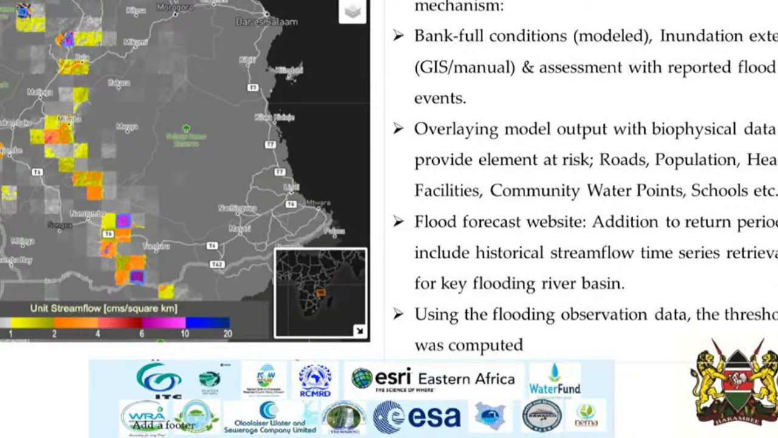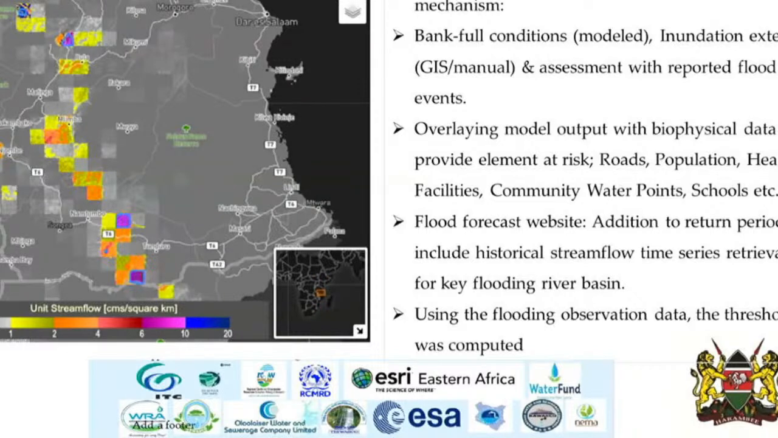Now, in terms of getting this information, we are overlaying this flood information with the existing biophysical data, such as the populations, the schools, the water points, and also the health centers that are most likely to be affected, including the roads, so that we'd be able to tell in time which roads are most likely to be impacted, to support certain no-regret action initiatives being done by the International Federation of Red Cross.